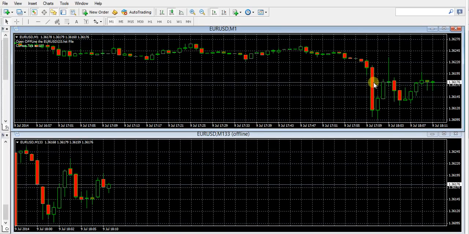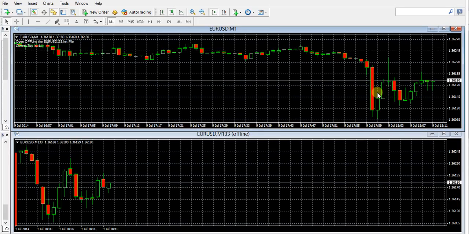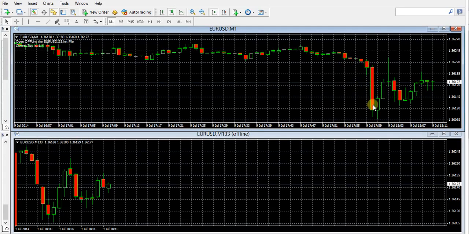So right now it's kind of meandering a bit, kind of tapering off. I guess whatever selling pressure there was here, it's being met with equal buying pressure.